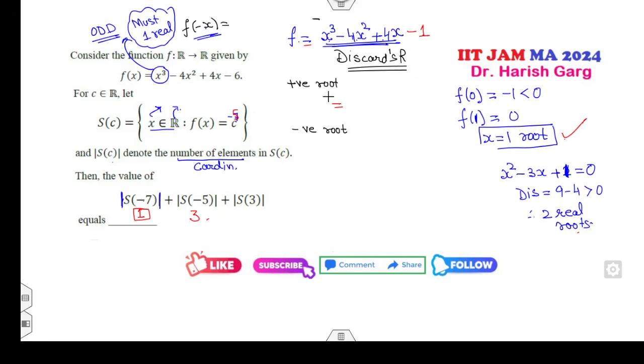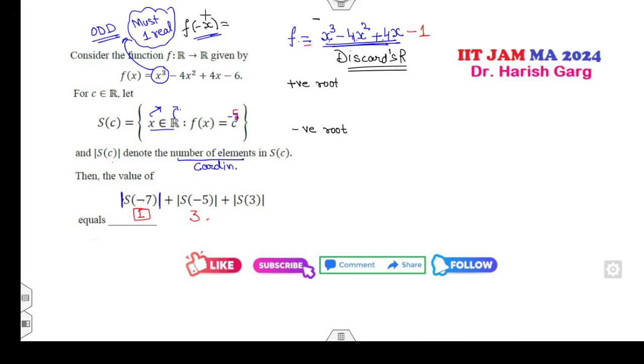Look at the last case, the value corresponding to 3. If you consider 3 and put it on the left hand side, it's -9. How many positive roots? Positive, negative, positive, negative. 1, 2, 3. Sorry, 3 or 1. And the number of negative roots? Negative, negative, negative, negative. No negative root.